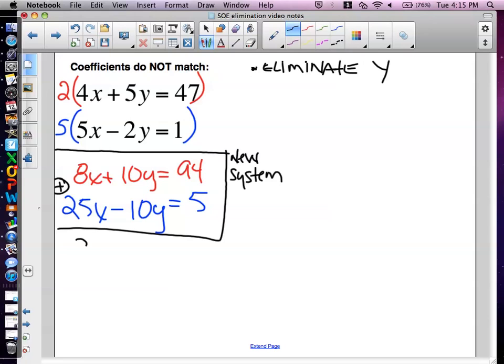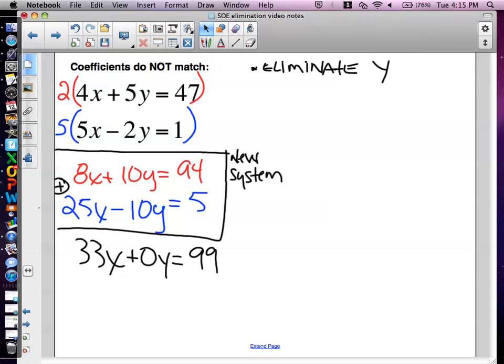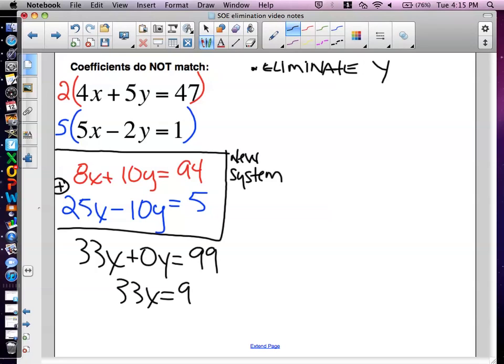And doing that, I have 33x, 10y plus negative 10y zeroes out the y, and that equals 99. It's not necessary for you to put a holder there with a 0y, but I'll do it in this video just for teaching purposes. But really, this is what's left over. And it's easy to see that x equals positive 3. So now I have to find the y value.